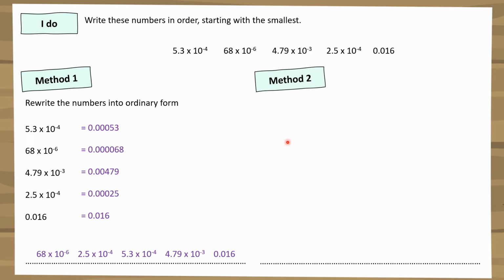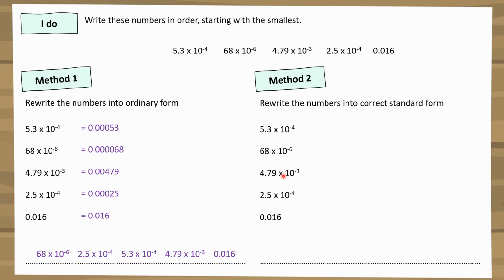Now this is method two. Method two I find to be quicker, but you need to be quite good at a different skill. So this is to write the numbers in correct standard form notation. So again, I'm just going to start by writing these numbers out in a list to the left. And then if we look here, 3 of these numbers are already in correct standard form notation, which is why this is quicker, because these 3 numbers I don't need to do anything with.